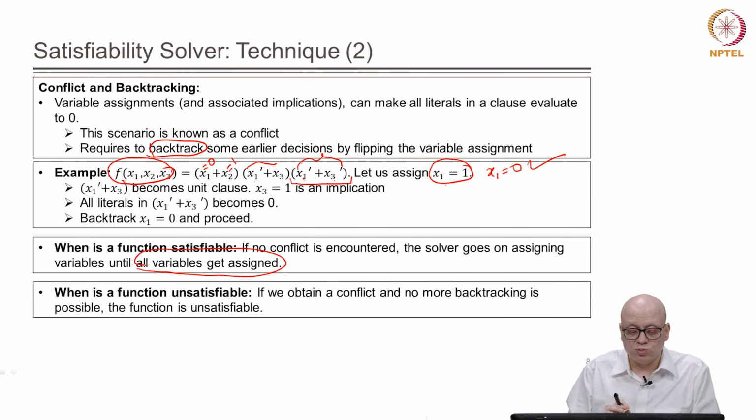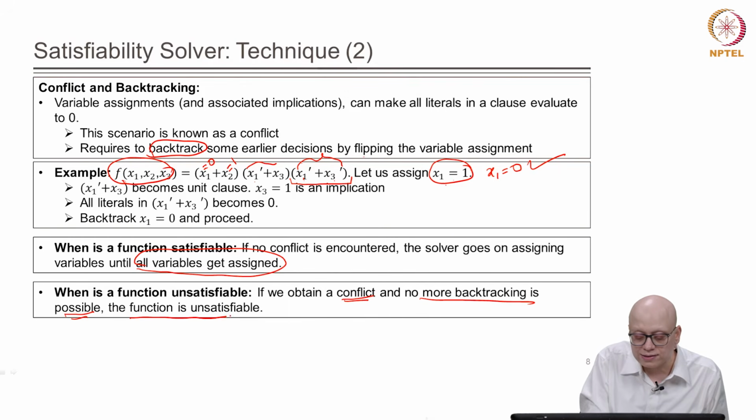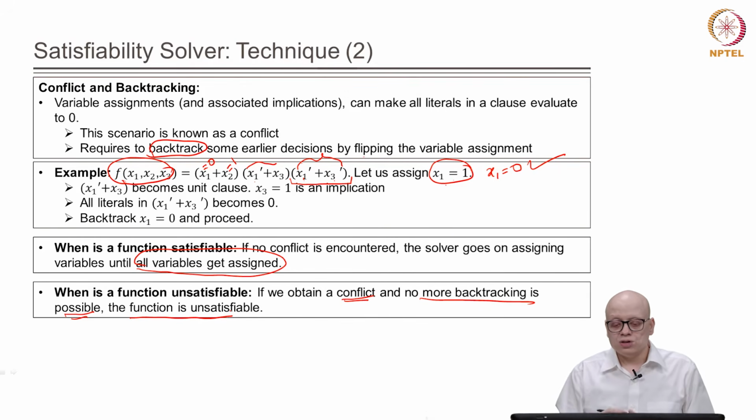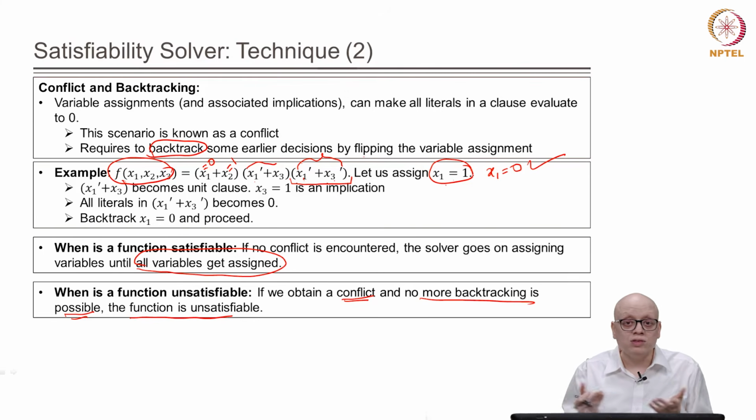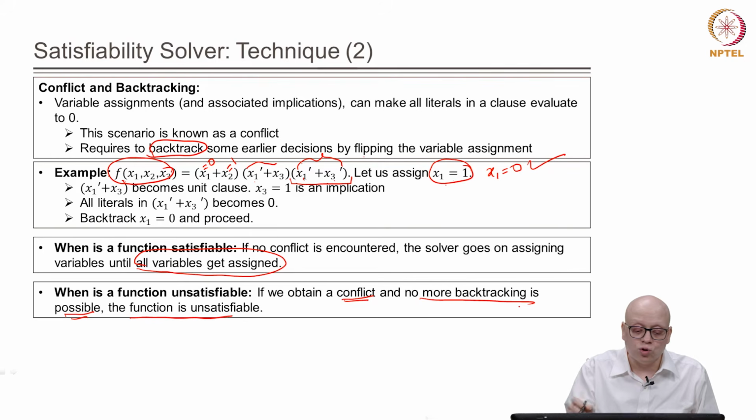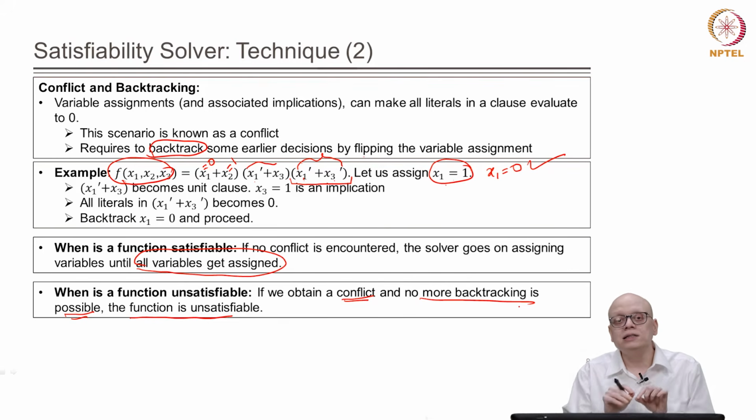And when is a function not satisfiable, or when is it unsat? If we obtain a conflict and no more backtracking is possible, then we say that the function is unsatisfiable. So, we try to toggle it, for example, from x1 is equal to 1 to x1 is equal to 0, but we find that we had already tried x1 is equal to 0. So, now there is nothing to toggle. If we have obtained a conflict and no more backtracking is possible, then we declare that the function is unsatisfiable.